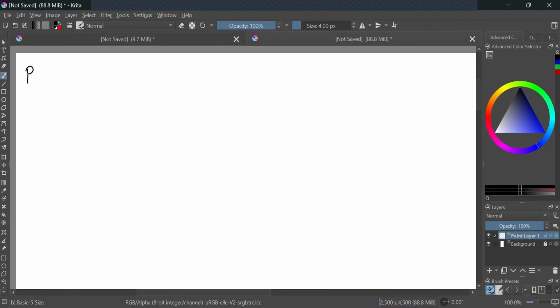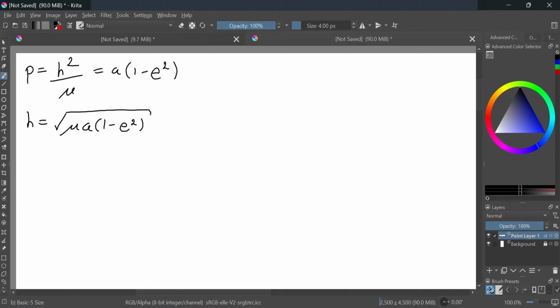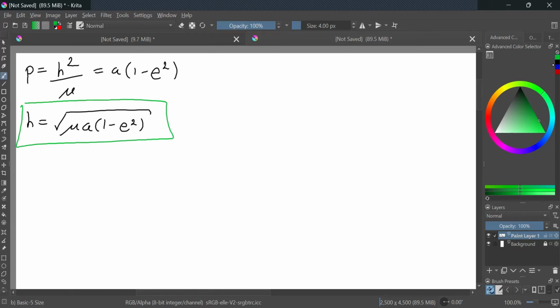So we have that our parameter is equal to h squared divided by mu. And it is also equal to our semi-major axis times 1 minus our eccentricity squared. And, solving for the angular momentum here, and I do believe that breaks the record for the fastest that I have ever derived an equation on this series. Go me!